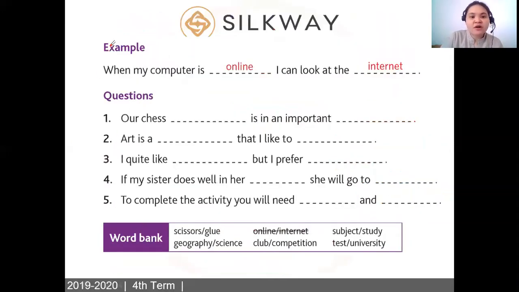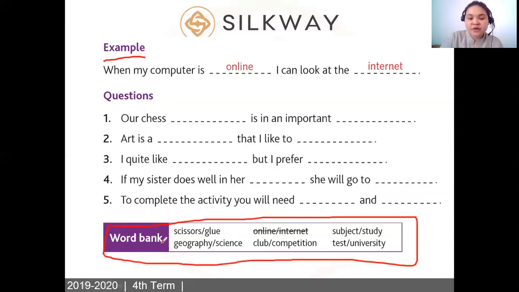Okay, here another activity. So the next activity, you can see here in the word bank, there are like pairs of words, right? So all you need to do is fill in the blanks with the correct pairs. So for example, we have, when my computer is online, I can look at the internet. So here, online and internet, okay? And number 1, let's have the questions.